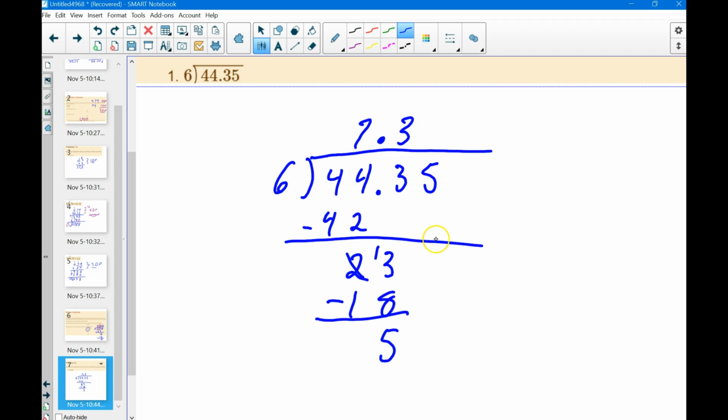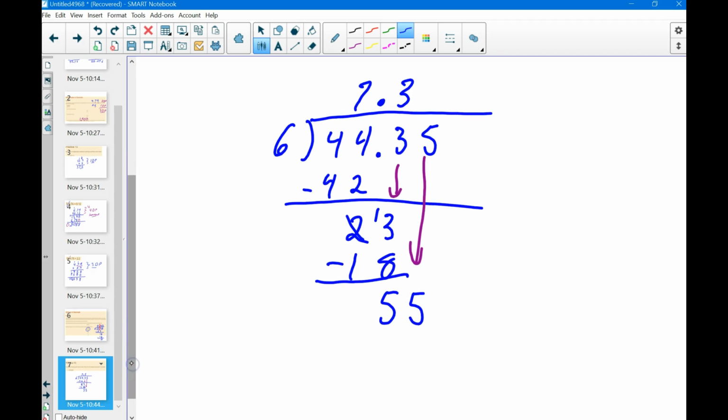This 5 pops down. I'm just going to draw a line here to show you. This 3 pops down. This 5 pops down. And we have 5 down here. Can 6 divide into 55? No, that's close. 6 nines are what? When we subtract that, we get 1.